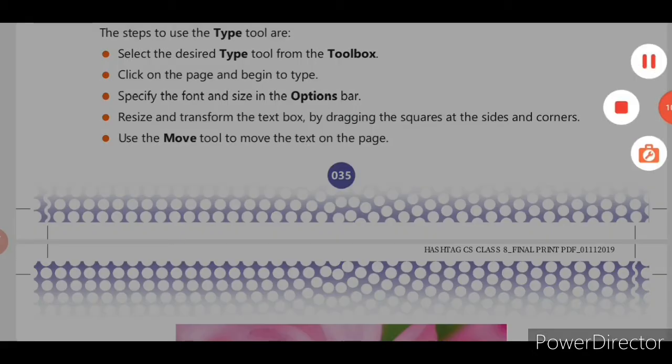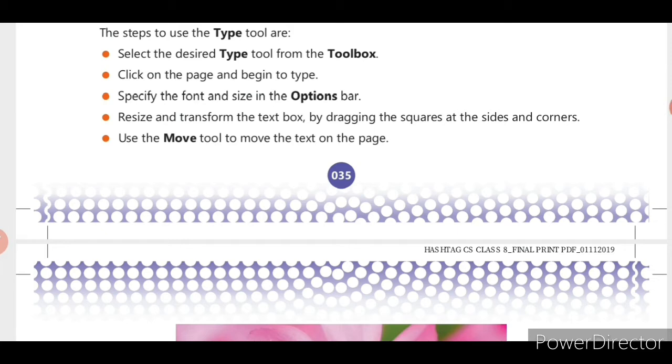Resize and transform the text box by dragging the squares at the sides and corner. How to resize? As I told you already, by dragging the squares at the sides and corner. If you would like to resize this text box, right? Then use the move tool to move the text on the page. After typing the text on the page, to move it to a different location, we can use the move tool.